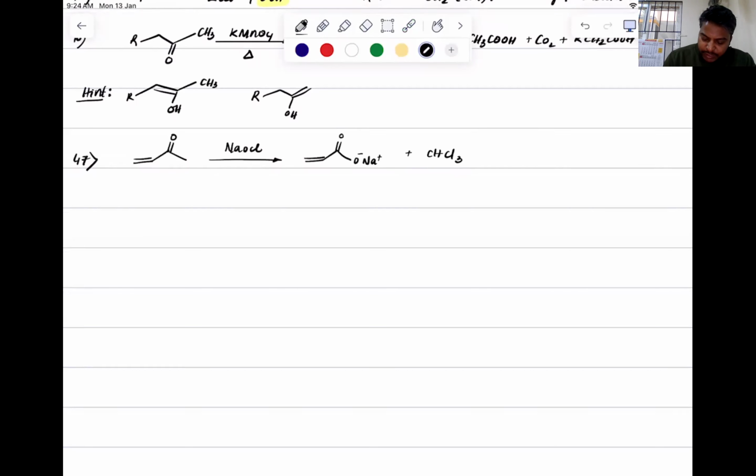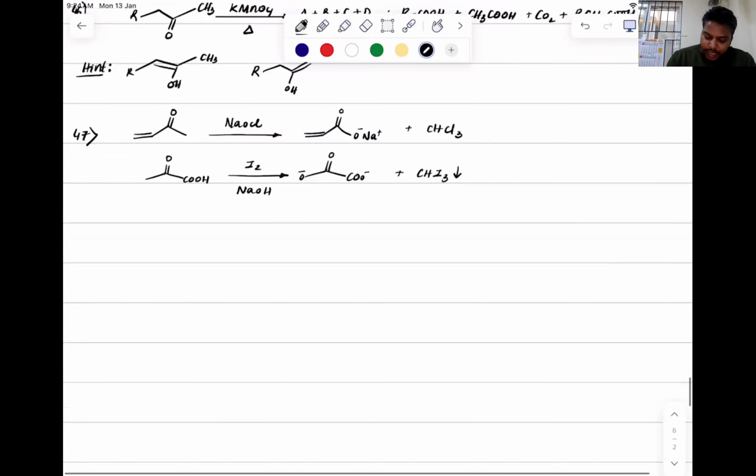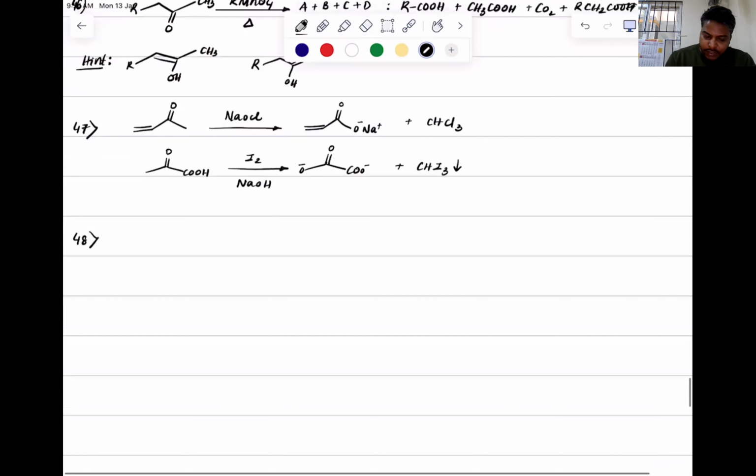On a similar line, there was one more question given. We have a double bond, O and COOH here, and then it is being given I2 in the presence of NaOH. In such a case also, without disturbing that acid, make it into O- here and O- here, as in the oxalic acid case, and make it as CHI3. So double bonds and acid groups don't get disturbed in the haloform reaction. Next one.